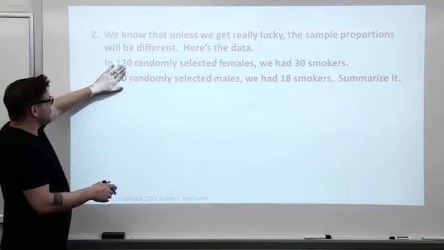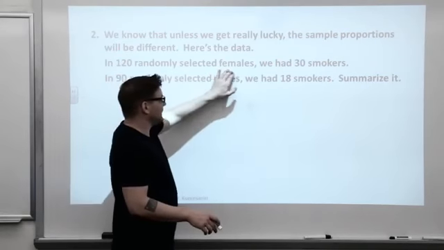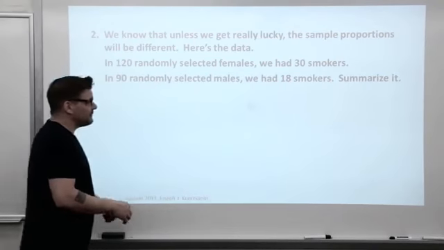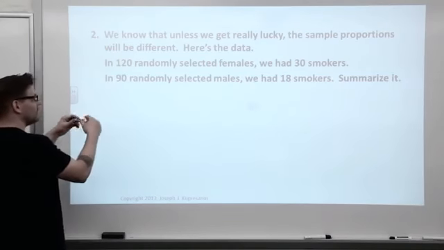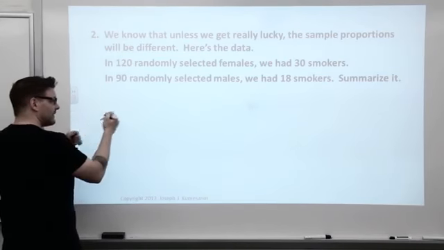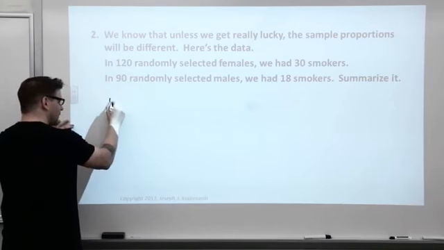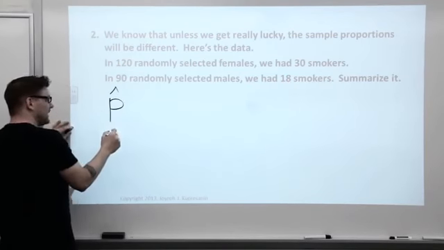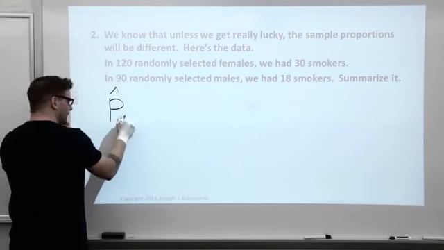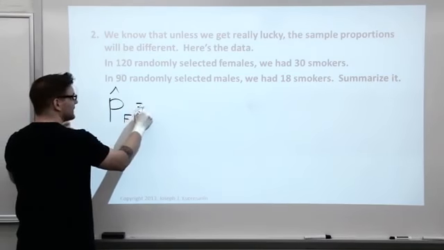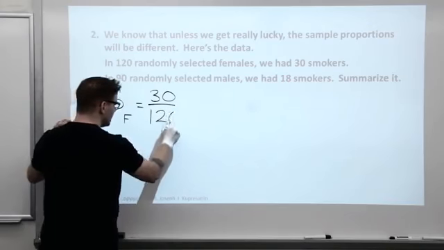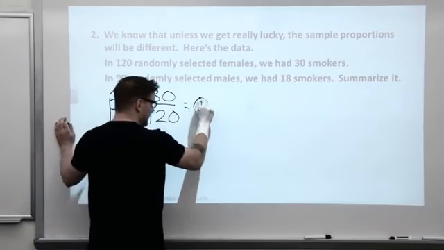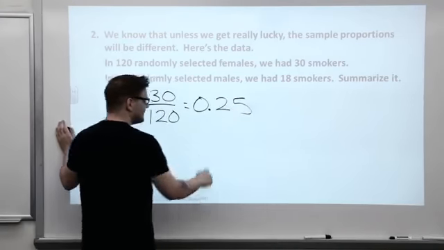So here's the data. In 120 randomly selected females, we had 30 smokers. The variable's categorical, either you're a smoker or you're not. And so how can I summarize it with sample proportions? So the data could be summarized. P hat for the females equals, let's see, it's 30 out of 120. What is that? About 25%, right? 0.25.